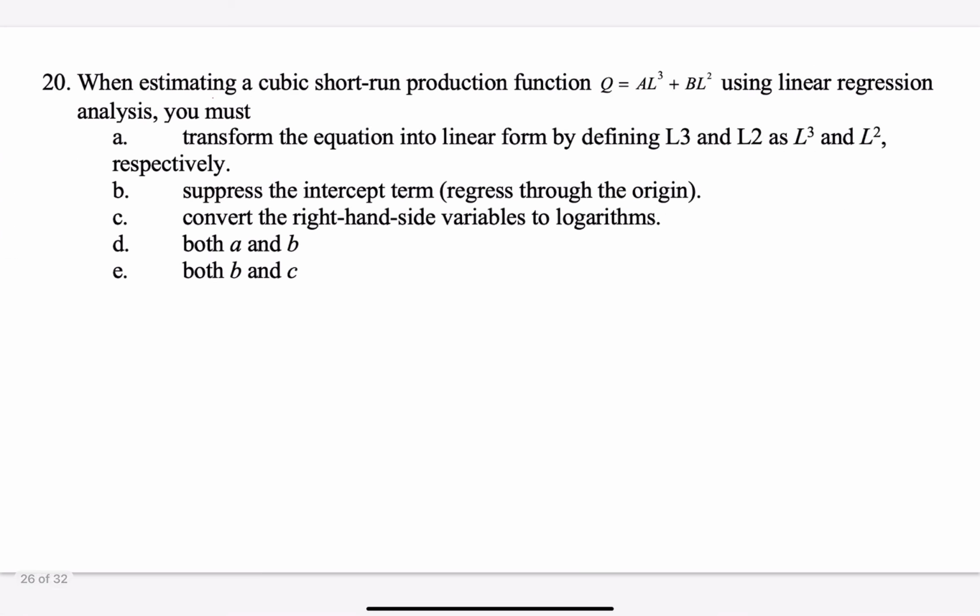When estimating a cubic short-run production function, Q equals AL cubed plus BL squared using linear regression analysis, you must transform the equation into linear form by defining L3 and L2 as L cubed and L squared respectively. This is true. Suppress the intercept term to regress through the origin. This is also true. There's no intercept term. Convert the right-hand side variables to logarithms. That has nothing to do with what we're doing. So our answer is D, both A and B.